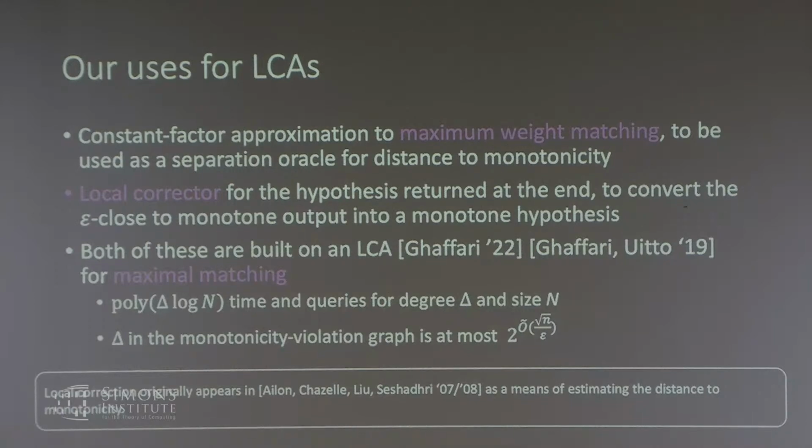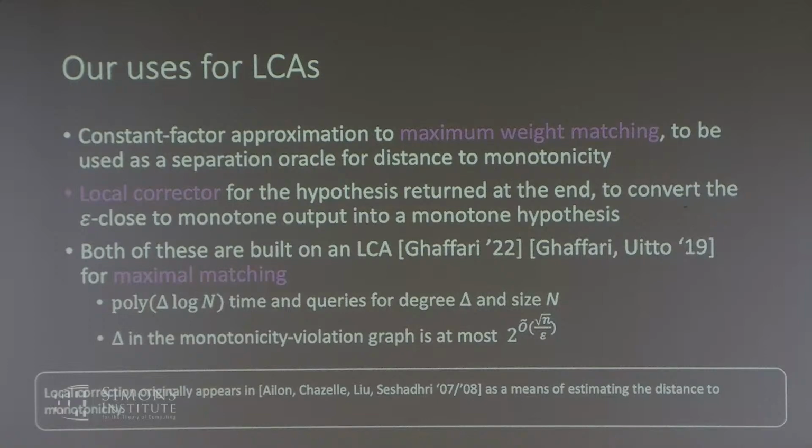So we use LCAs for two things. One is to get this approximation to the maximum weight matching. This is for computing the distance witnessing function that I talked about a few slides ago. And the other is that once the ellipsoid algorithm returns a hypothesis, it will still not quite be monotone. It'll be epsilon far. So then we need another LCA that's a local corrector for monotonicity so that we can output a monotone hypothesis.